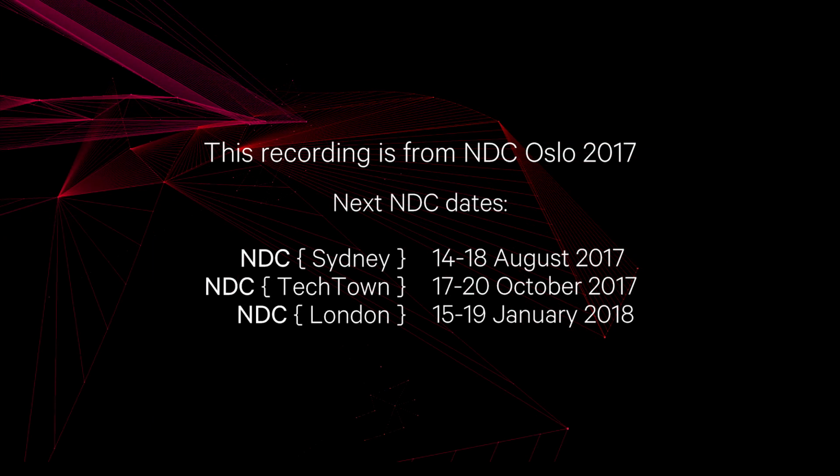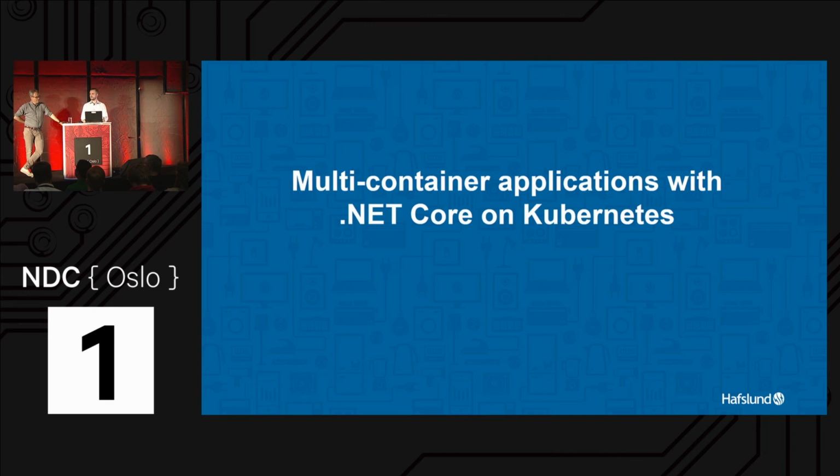Our title for today is Multi-Container Applications with .NET Core on Kubernetes. Throughout the presentation, we'll show you an application developed for Hafslund, which is a demo application. Hafslund is a power and grid company located here in Oslo, or in Greater Oslo if you want. We'll show how this demo application corresponds to the entire IT infrastructure and architecture of Hafslund.